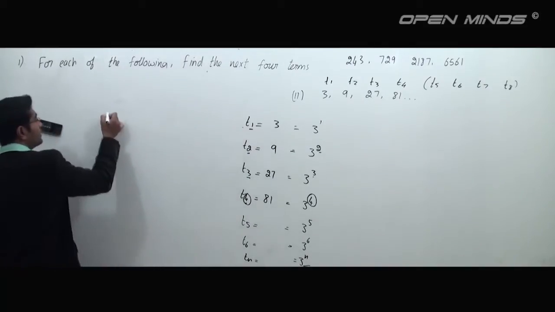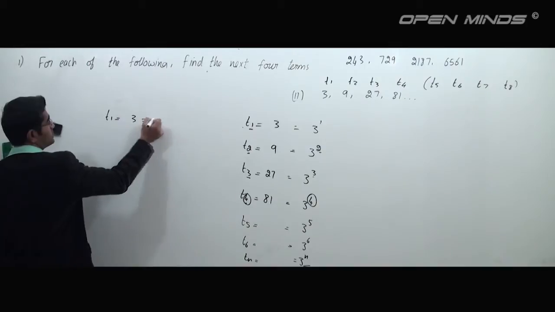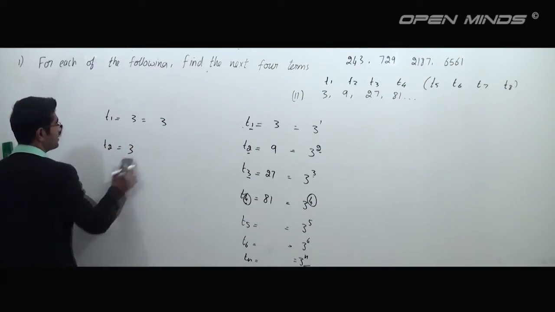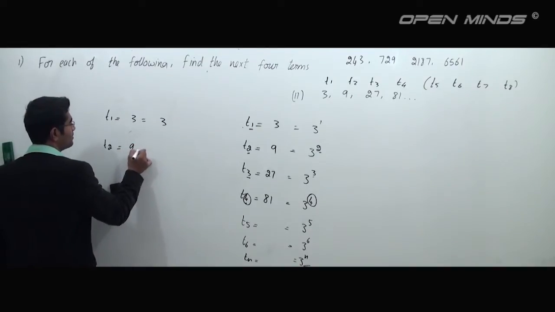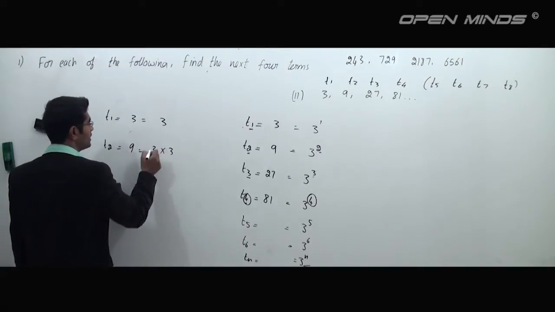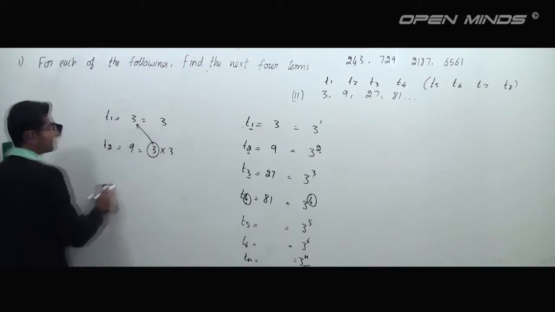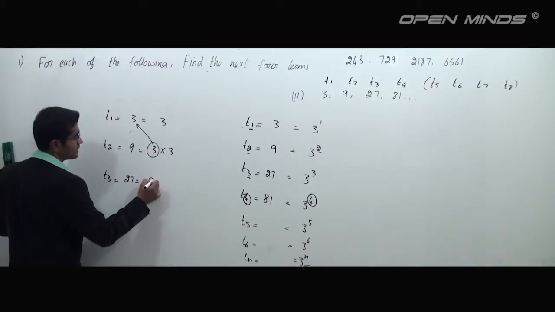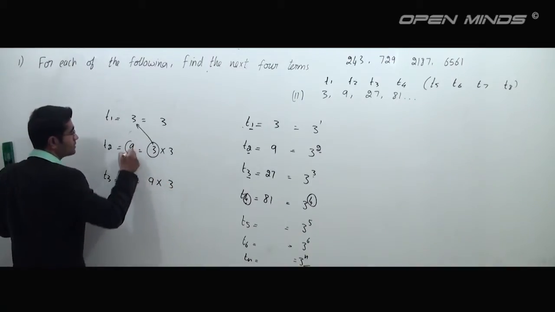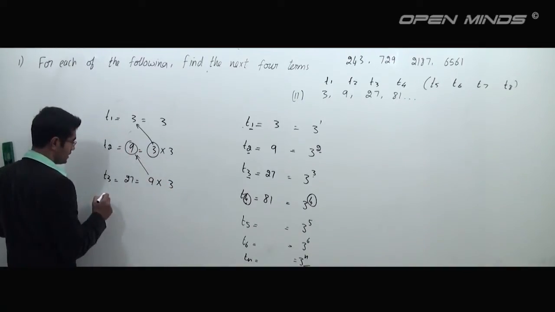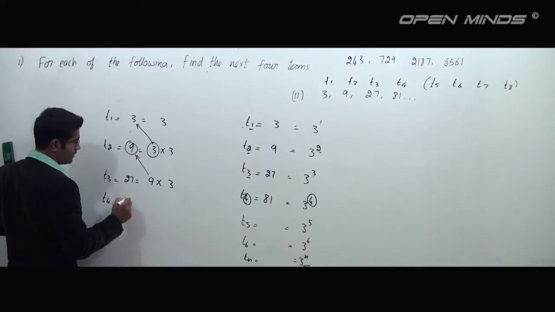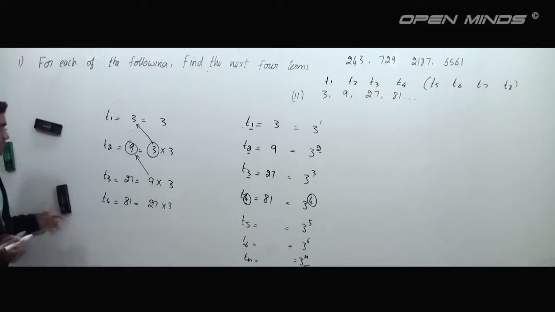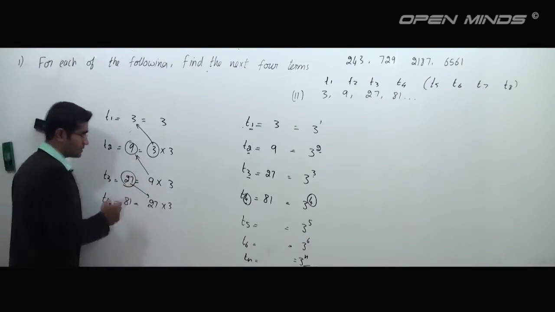Let's start with this guy. T1 is 3, which is 3 itself. Okay, T2 is 9, which can be written as 3 times 3, where this 3 is this guy. Okay, let's check. T3 is 27. I can write it as 9 times 3, which is nothing but this guy. All right, what's T4 then? That's 81, which is 27 times 3. Okay, so who's this guy? That is it, isn't it?